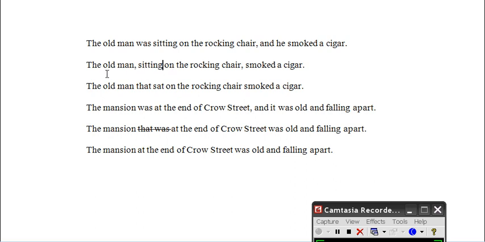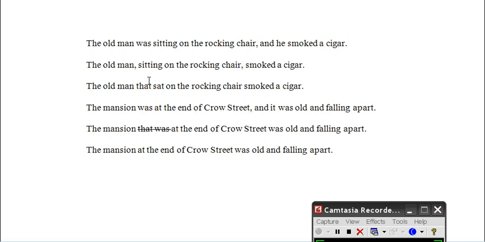The old man sitting on the rocking chair did what though? Because you didn't say the old man sat on the rocking chair. That would be a complete sentence. But because it's an "ing," it's not a complete sentence. The old man sitting on the rocking chair, what was he doing? We need to finish the sentence, so you put a comma, smoked a cigar. The old man sitting on the rocking chair smoked a cigar.